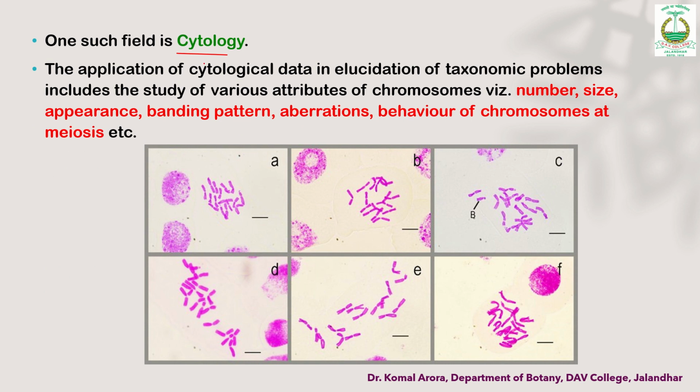Now, what information from cytological data can be deduced? We can have comparison on the basis of number of chromosomes, their size, their appearance, banding patterns, aberrations, behavior of chromosomes when they are separating during meiosis. So all these things can give a reference whenever we have to characterize a particular organism, or we have to promote it from a lower level of the taxonomic hierarchy to the higher level. All these attributes of cytology are very, very important.